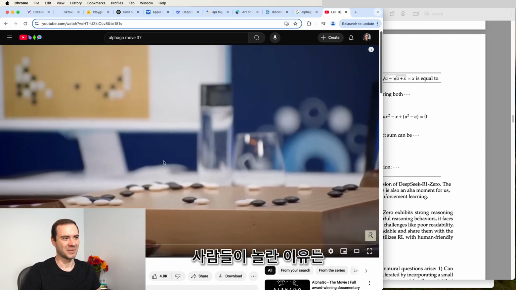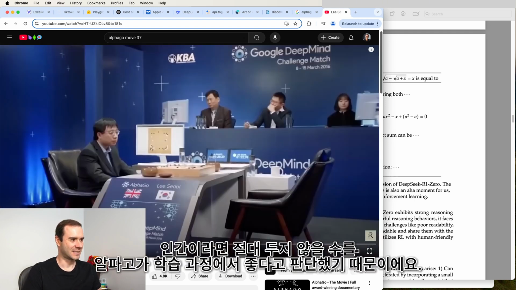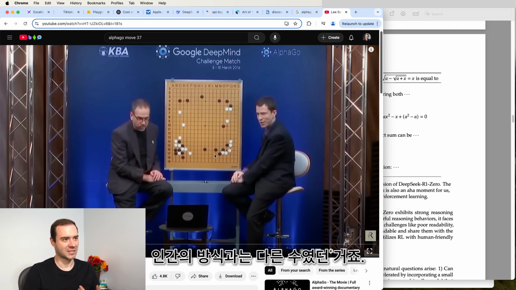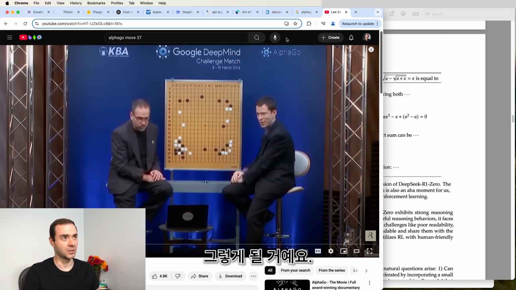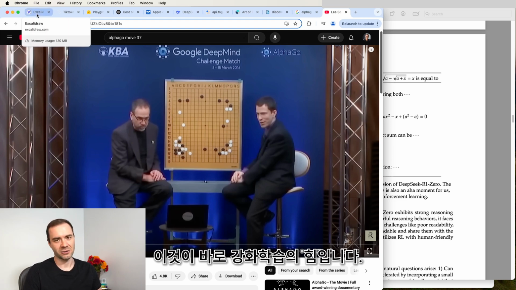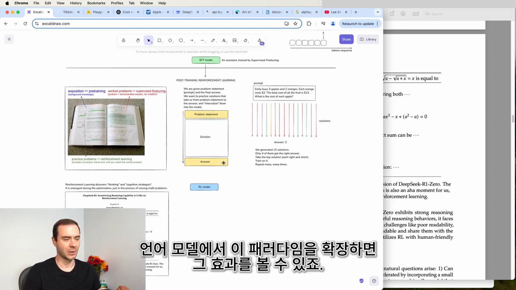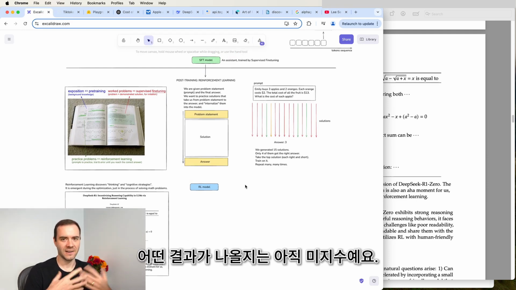Anyway, people are freaking out because it's a move that a human would not play, that AlphaGo played, because in its training, this move seemed to be a good idea. It just happens not to be the kind of thing that humans would do. And that is, again, the power of reinforcement learning. In principle, we can see the equivalent of that if we continue scaling this paradigm in language models. And what that looks like is unknown.